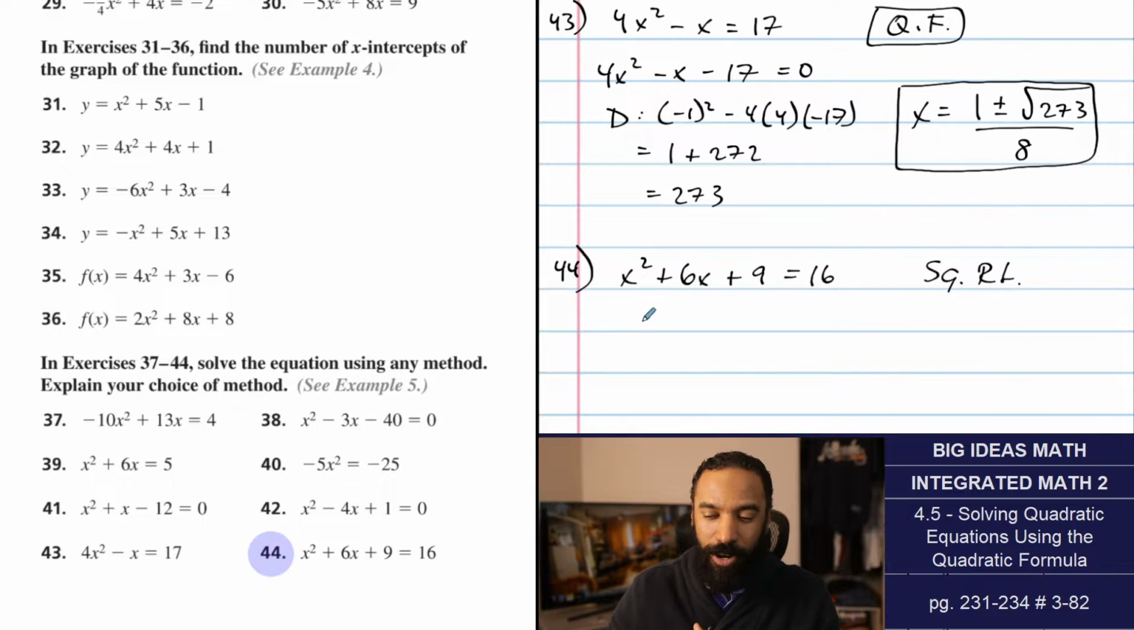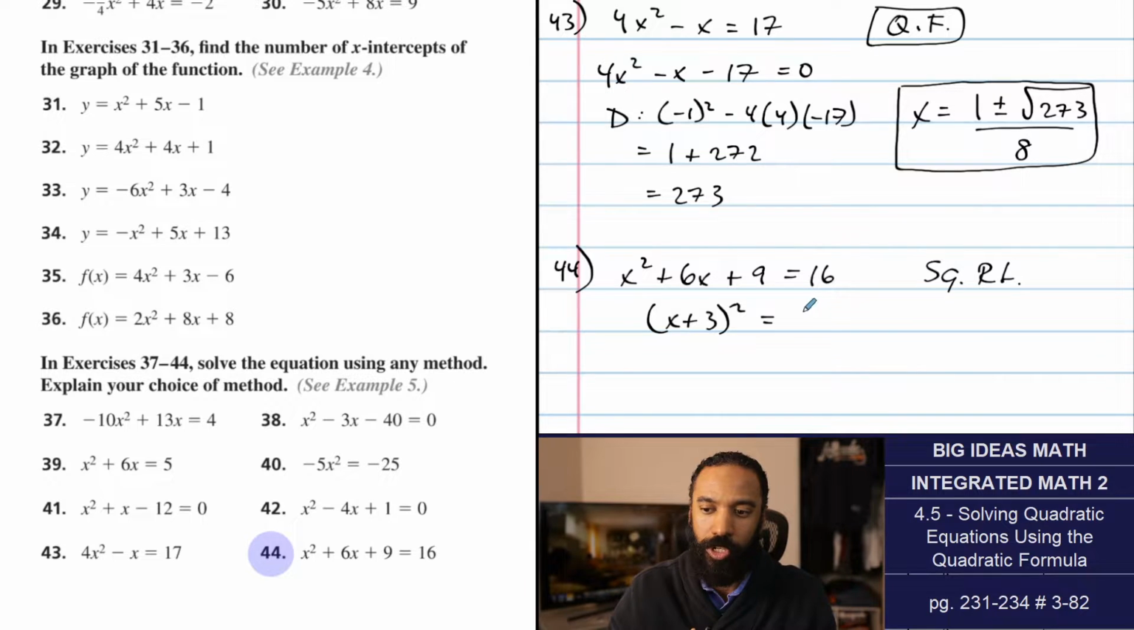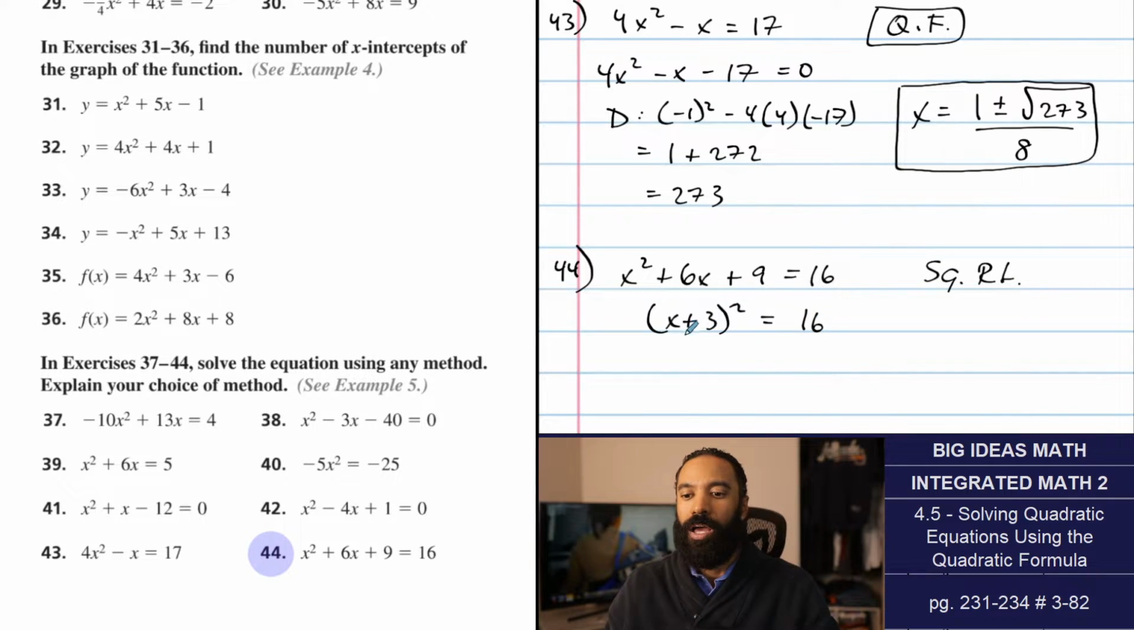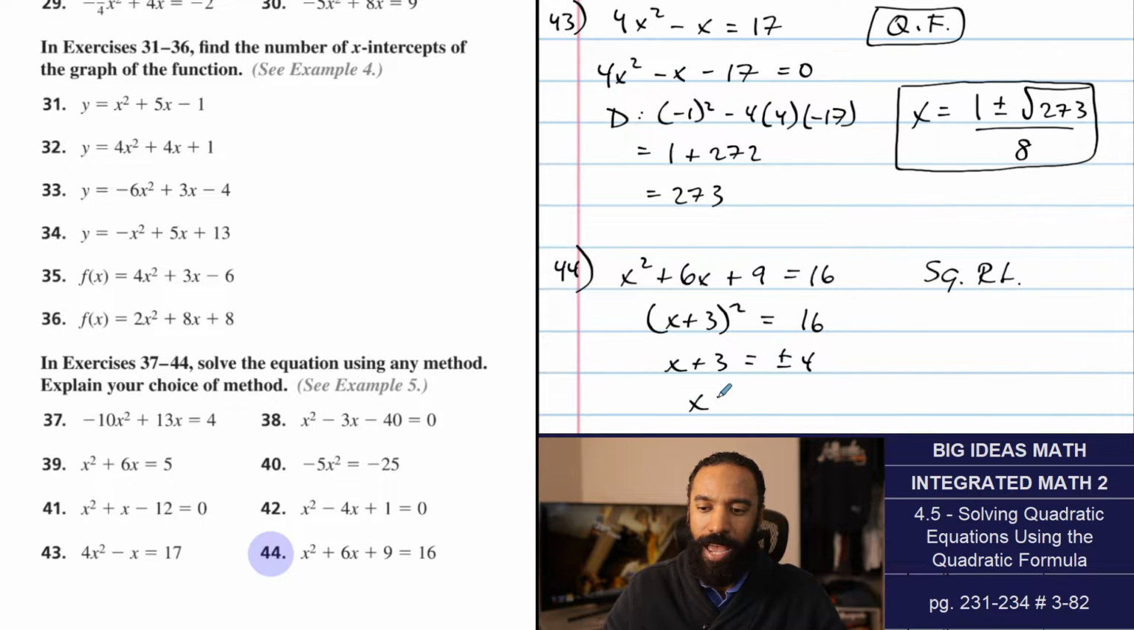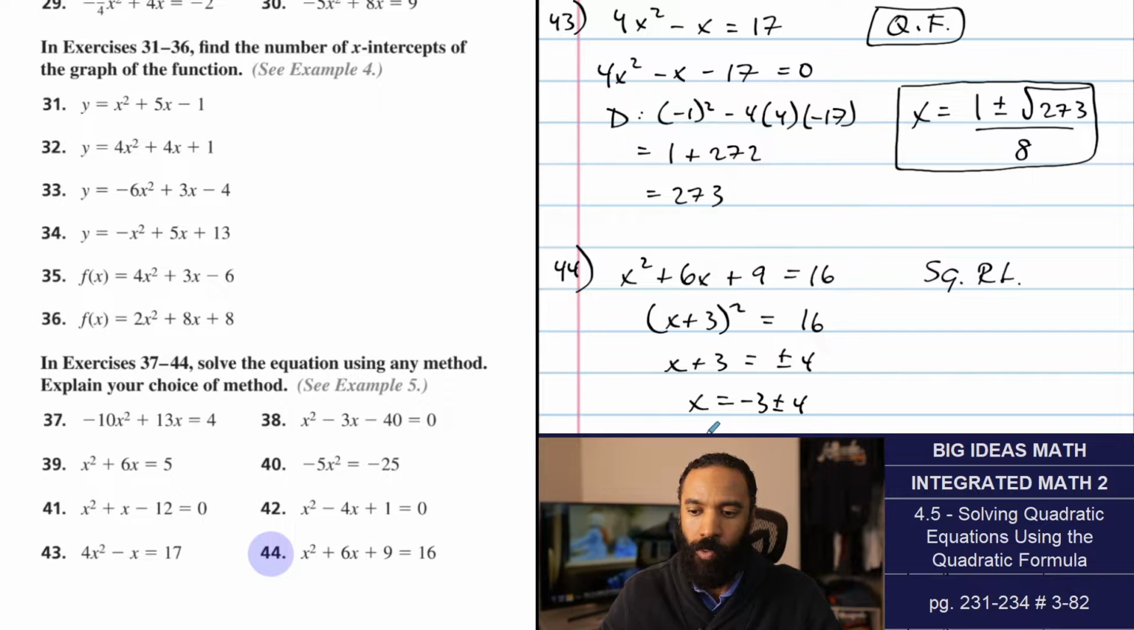So this can already factor down. This is x plus 3 quantity squared. A benefit of knowing your perfect square trinomials for a single problem. Take the square root of both sides. You get x plus 3 is plus or minus 4. X is negative 3 plus or minus 4. Negative 3 plus 4 is 1. Negative 3 minus 4 is negative 7.